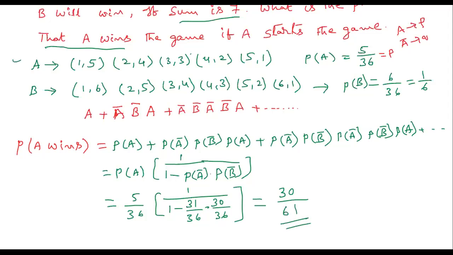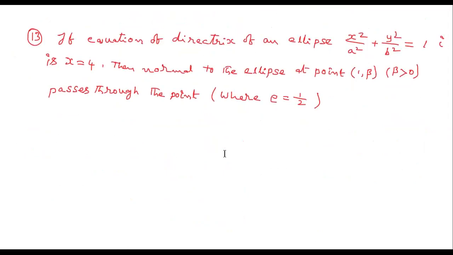Here observe that the probability of A and the probability of B are both given. So that's why we are following this method. Okay. Next, I am going to another question.